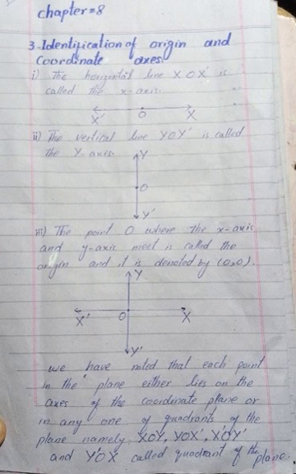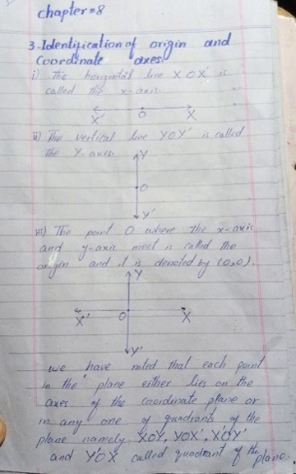The second point is the vertical line Y'OY, which is called the y-axis. When you look from up to down, firstly Y is coming, then O is coming, and then Y'.